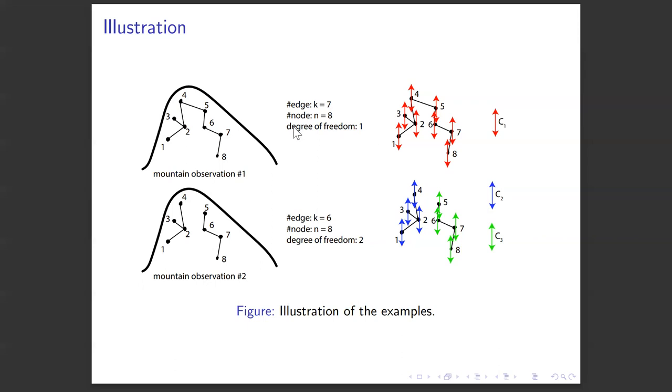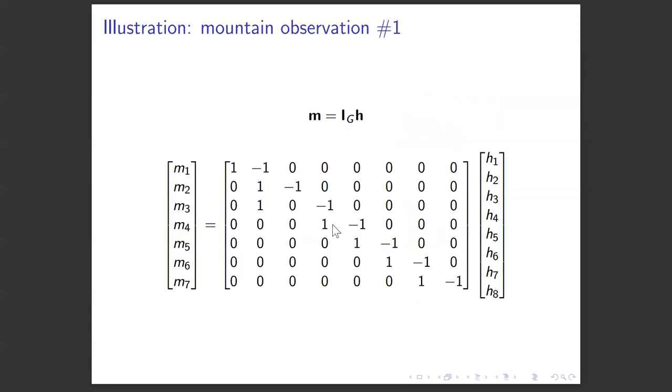The degree of freedom is the same as the number of connected components of the graph, which means this graph only has one connected component, and this graph has two connected components. And then we will have this kind of formulation.